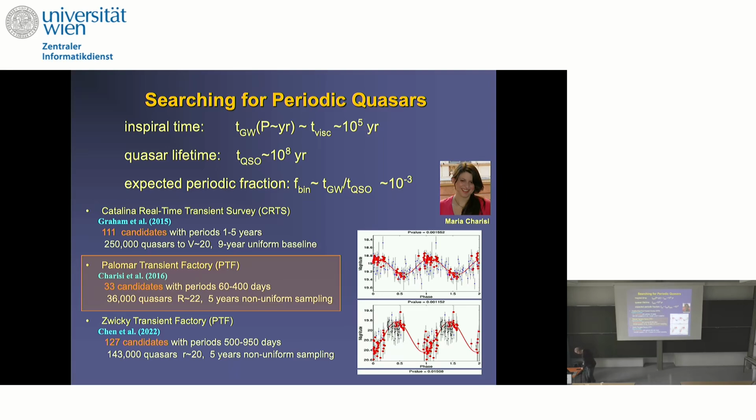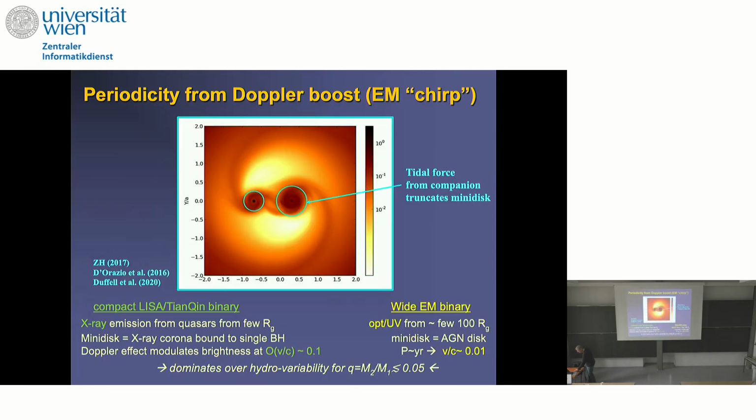I think in the 5 minutes, I just want to say, okay, but how do you know that they're actually binaries? There are other ways quasars can be periodic. Let's say a jet is wobbling for a single black hole, or there's a hotspot in the accretion disk. How do you actually know you'll find some binary black holes? So that's tied to my other sources of periodicity. One is this one.